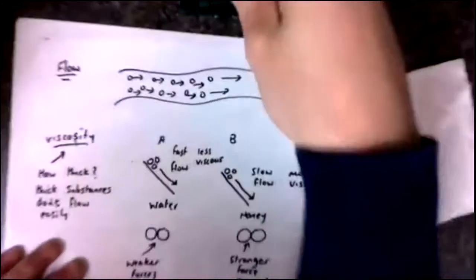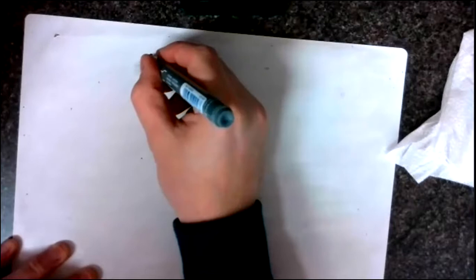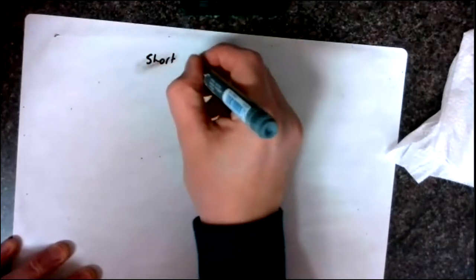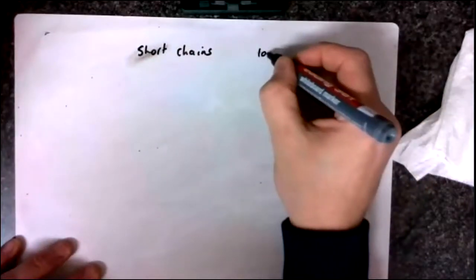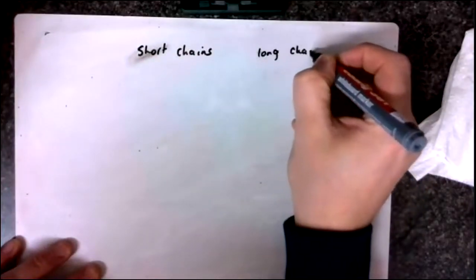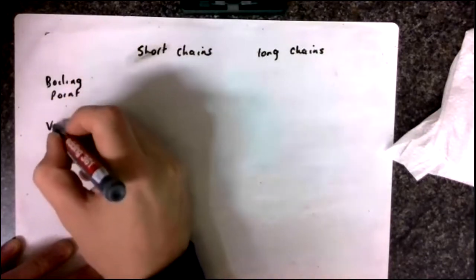Okay, I know that's quite a lot to take in. So let's return to our summary table and see what we know now. Okay, so we have large molecules. Oh, sorry, we'll start with short. We have short chains and we have longer chains. And we have boiling points. And we would have viscosity.